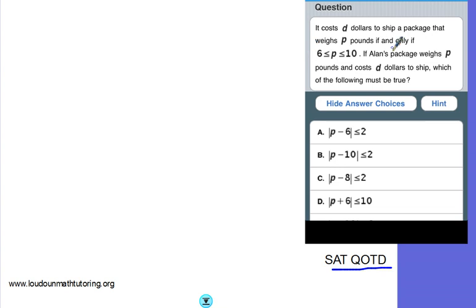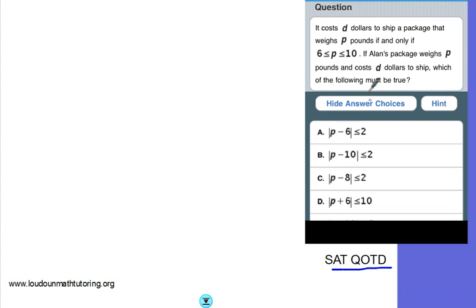Okay, now it's asking you which of the following is true, so you're looking at the answers. I think it actually had an answer E, and I didn't print it out, but I think one of these others is really the answer, so that's not a problem. These are all absolute value problems.